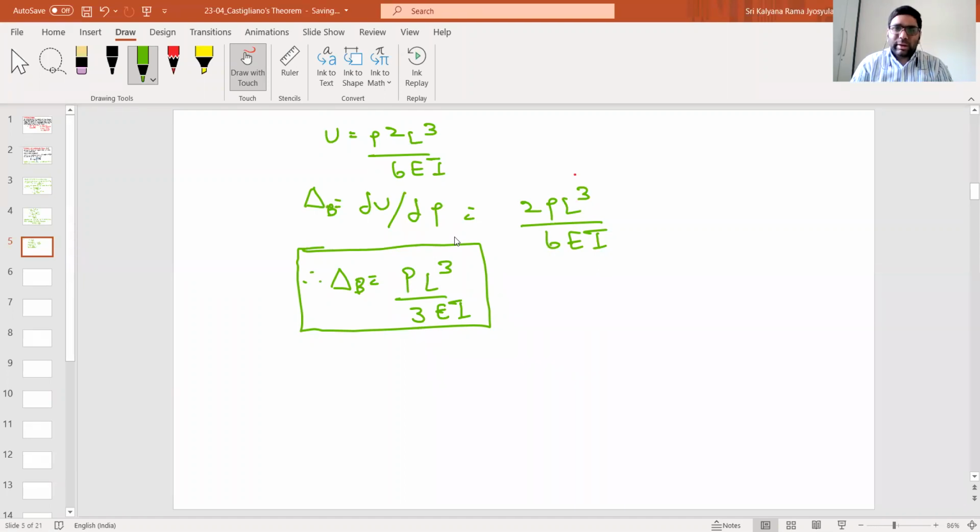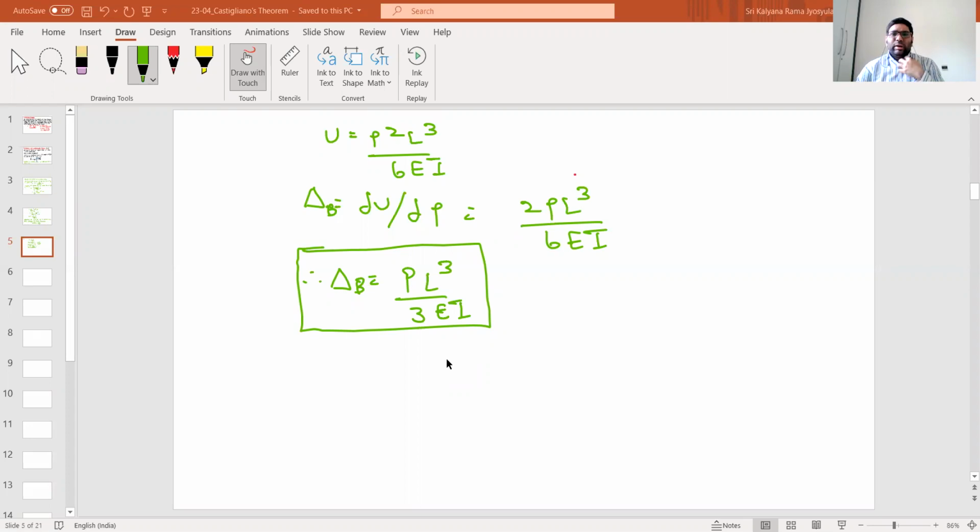This is the simplest way to solve the deflection using the strain energy concept. We are not doing anything else; we are just trying to use the strain energy concept and get the things done. As simple as that.